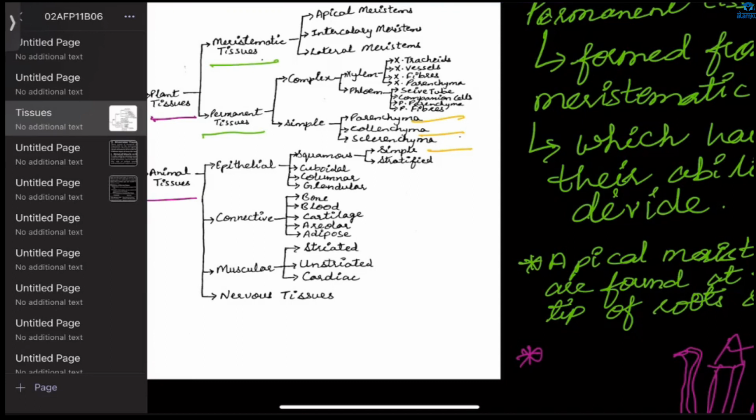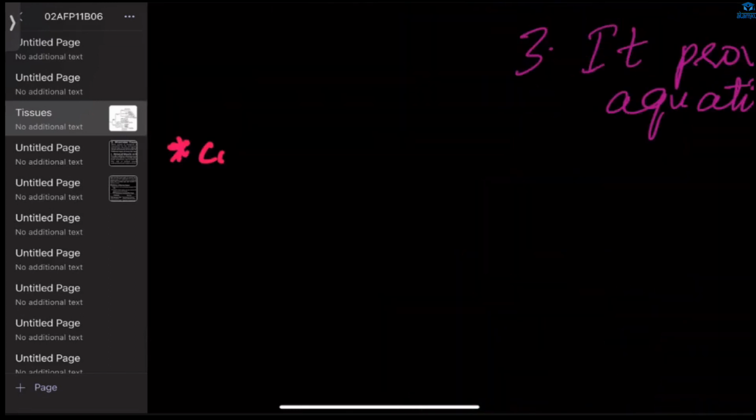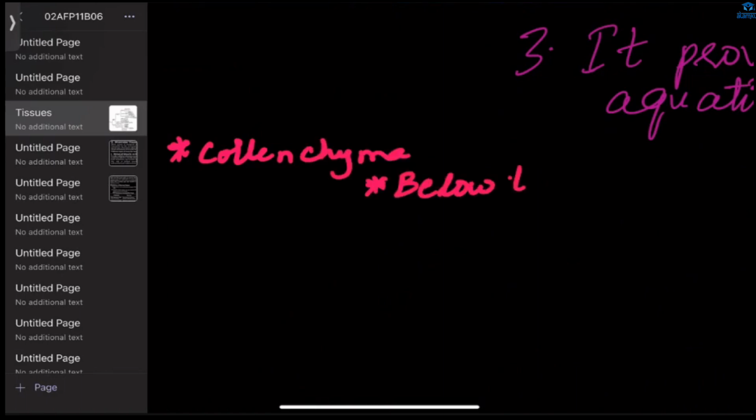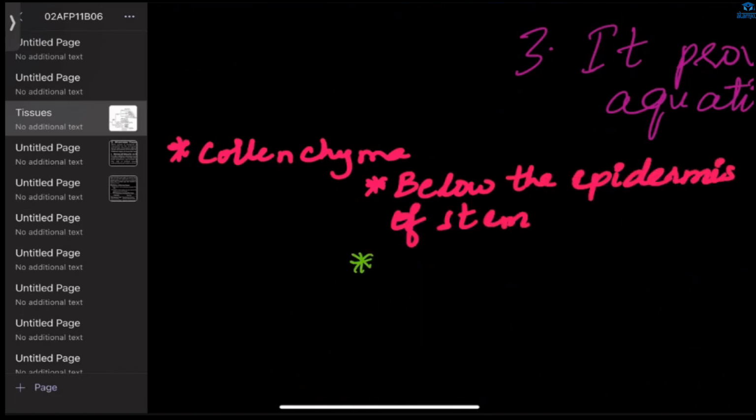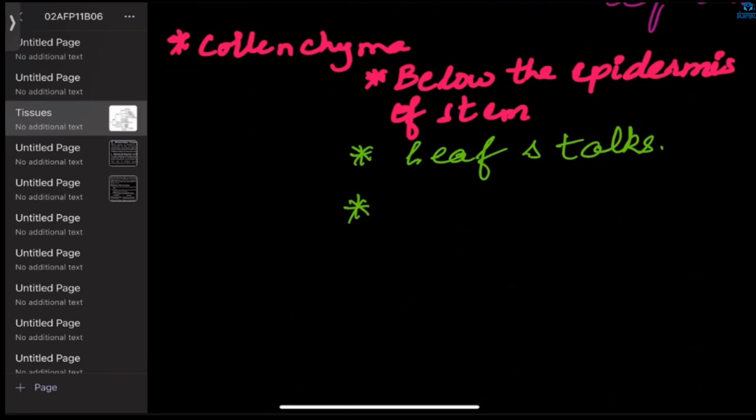Then? Collenchyma is what? These tissues are generally found in the leaf stalks below the epidermis. The stem has epidermis, na? They are found where? Mom, what is the question again? Collenchyma, where is collenchyma found? It is found below the epidermis of a stem or in the leaf stalks. Okay? And what does it do? What are the functions of collenchyma?